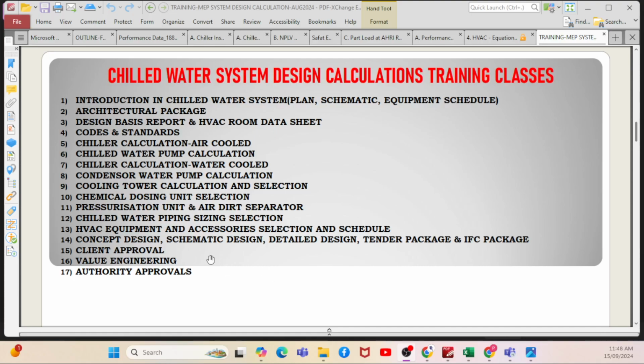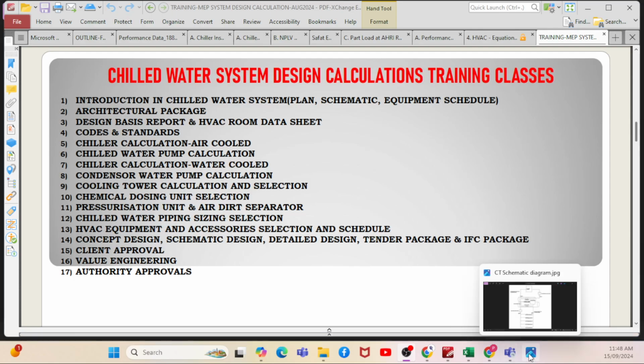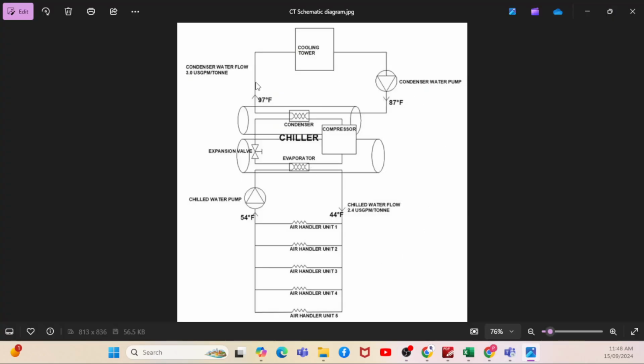In the previous video we saw the chiller calculation, how to calculate for an air cooled chiller. Today we will talk about the chiller calculation for the water cooled chiller. If you look at the schematic diagram, you can see there is a chiller. This is the water cooled chiller, where you have the condenser, evaporator, expansion valve, and the compressor.